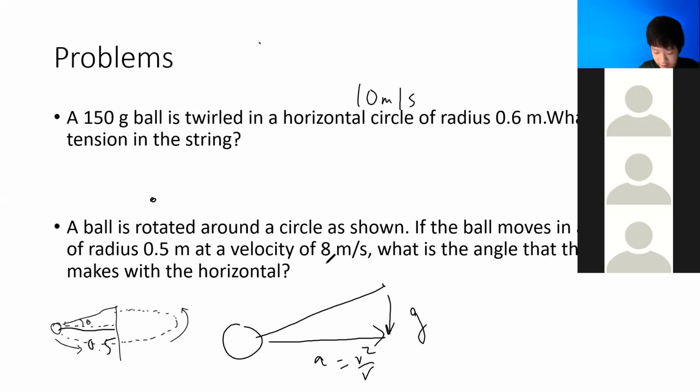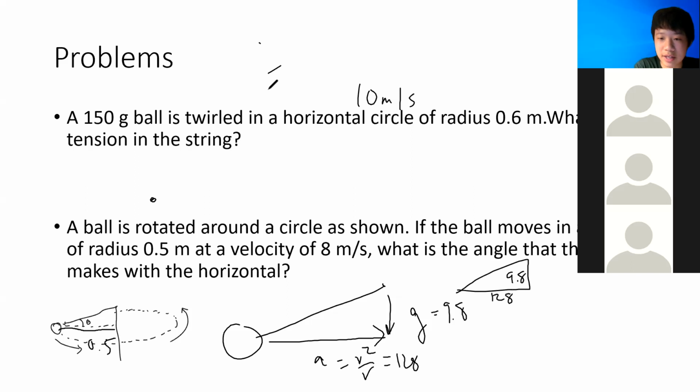So what is v squared over r? That's just 8 squared over 0.5, which is 128. So the centripetal acceleration is 128, and gravity is 9.8. As you can see, we have a triangle of 9.8 and 128. So the angle theta is given by tangent theta equals 9.8 over 128.